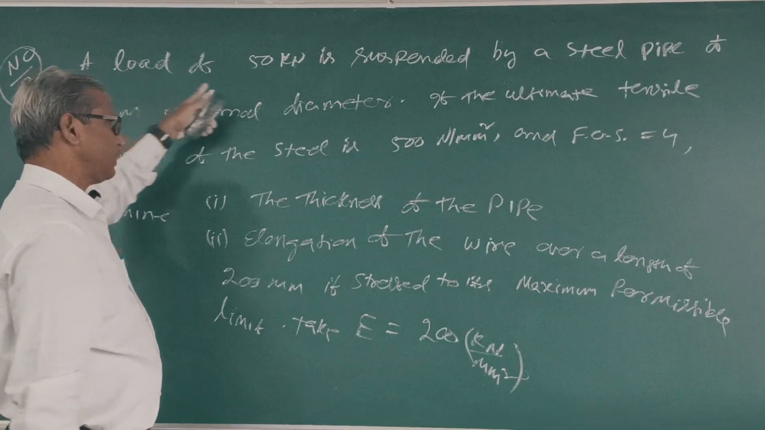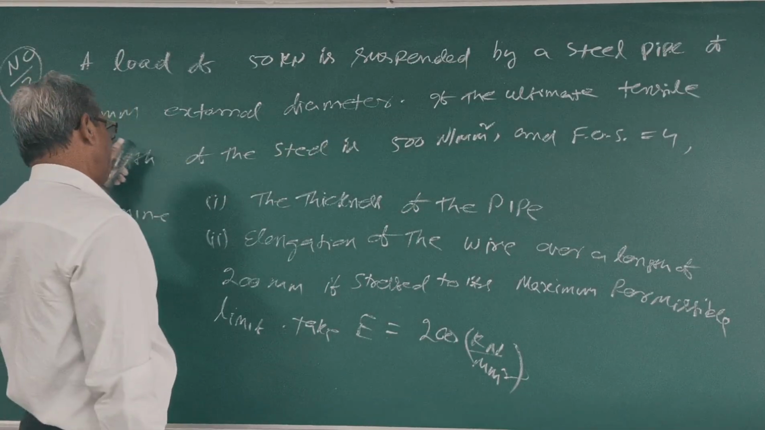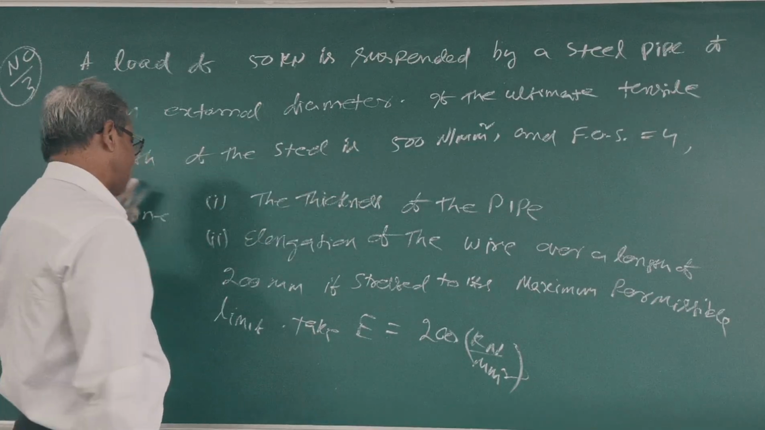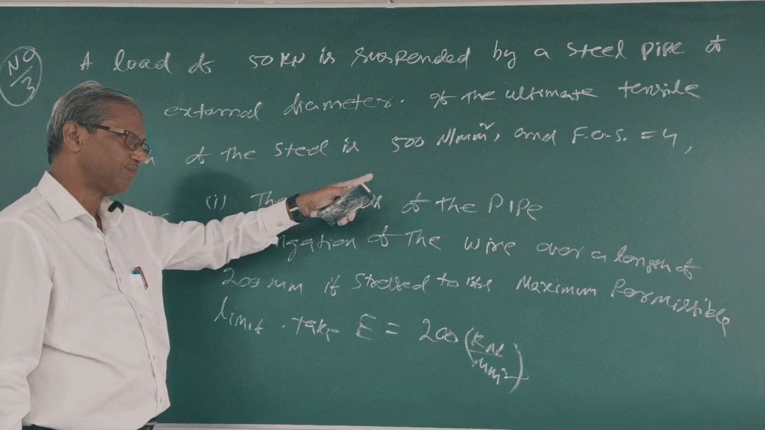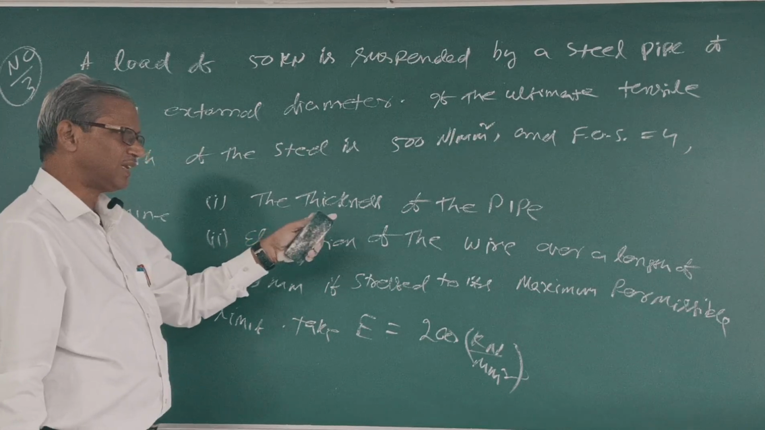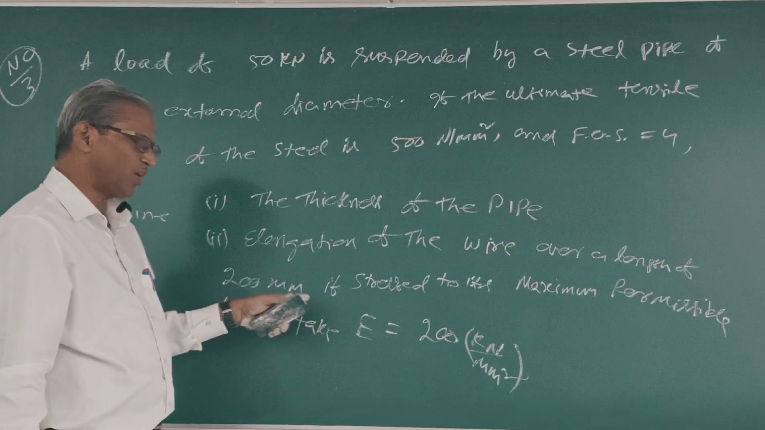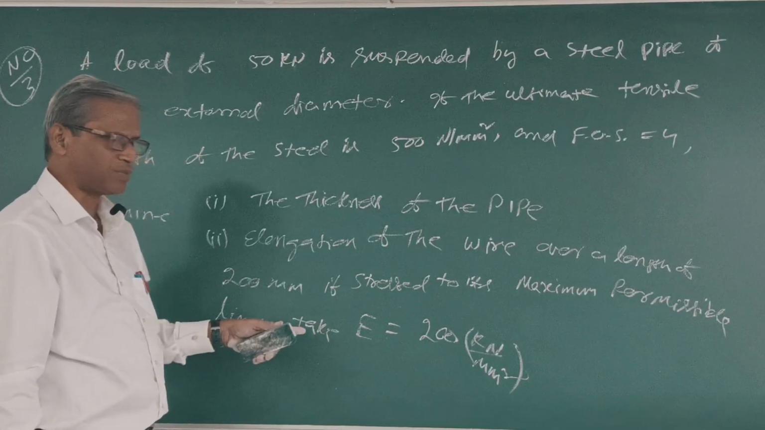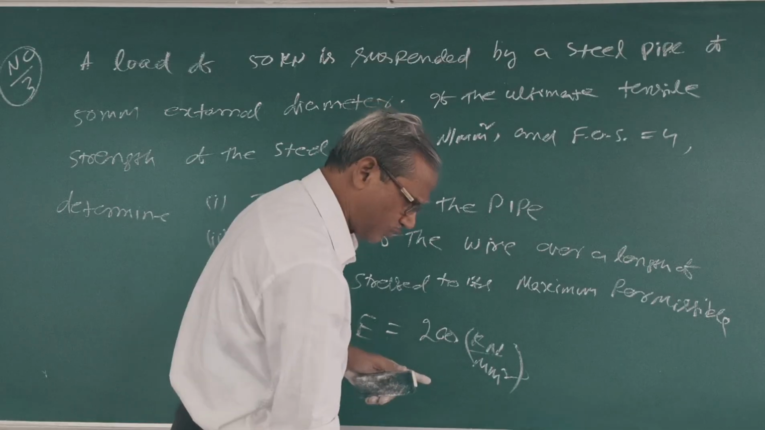The question is: a load of 50 kilonewton is suspended by a steel wire of 50 mm external diameter. If the ultimate tensile strength of the steel wire is 500 Newton per mm square and the factor of safety is 4, determine the thickness of the wire and the elongation of the wire over a length of 200 mm, if stretched to its maximum permissible limit. Take E equal to 200 kilonewton per mm square. Clear?